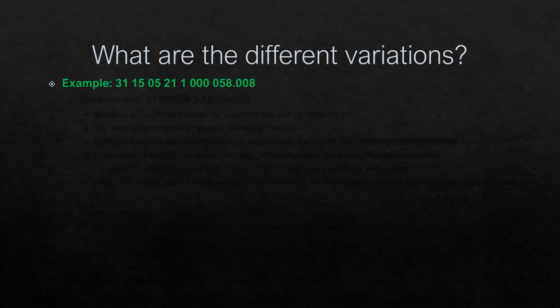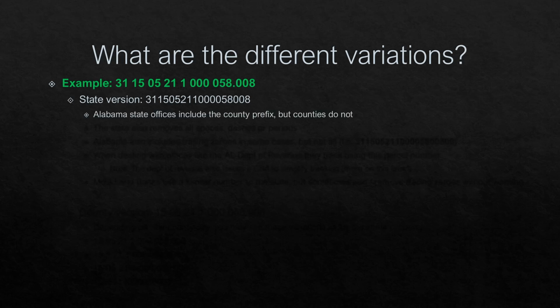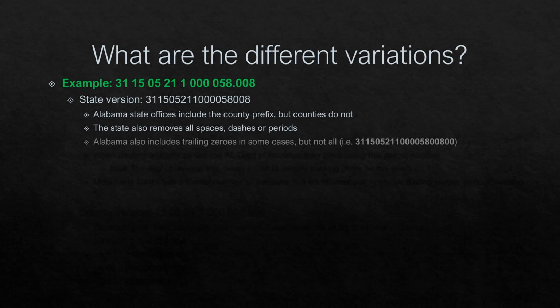So let's talk about these different variations. We've got that example we gave. The state version is going to remove the spaces and remove the dots, so it does include that 31 county prefix. And sometimes when you see a property listed by the state and the Department of Revenue, they add additional zeros to the end. So in Parcel Fair, this is something we deduplicate for you. We try to figure that out and understand what the underlying property actually is so we can take the zeros off.